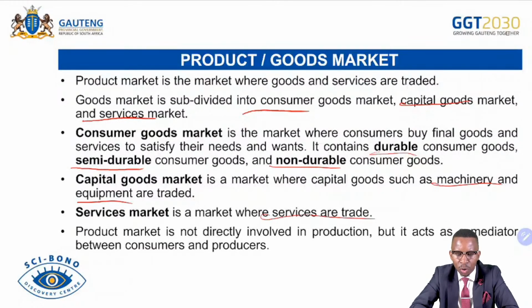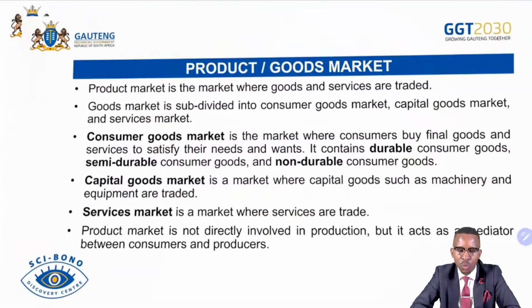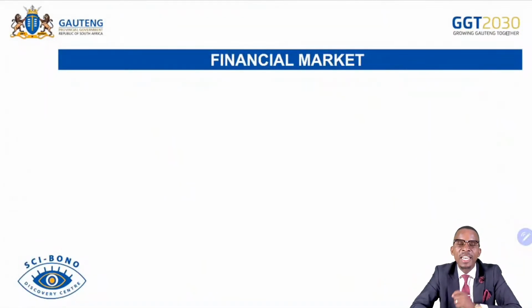The product market is not directly involved in production, but it acts as a mediator between consumers and producers. So it does not produce goods and services, but it brings goods closer to consumers as they come from producers. So it does not produce goods, but it makes them available to nearby consumers, so that they won't be traveling a long distance as they demand goods and services.